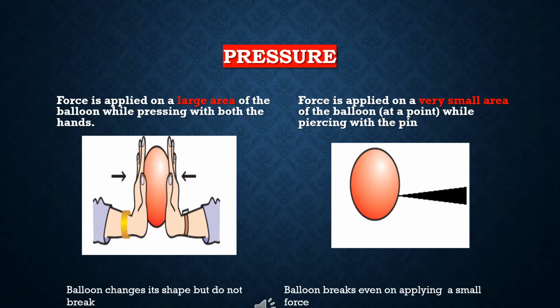So what does it mean? There is some role for the area of applying force. We call it the area of contact of the force. Where we apply force, in which area we apply force, that area is called the area of contact of the force.